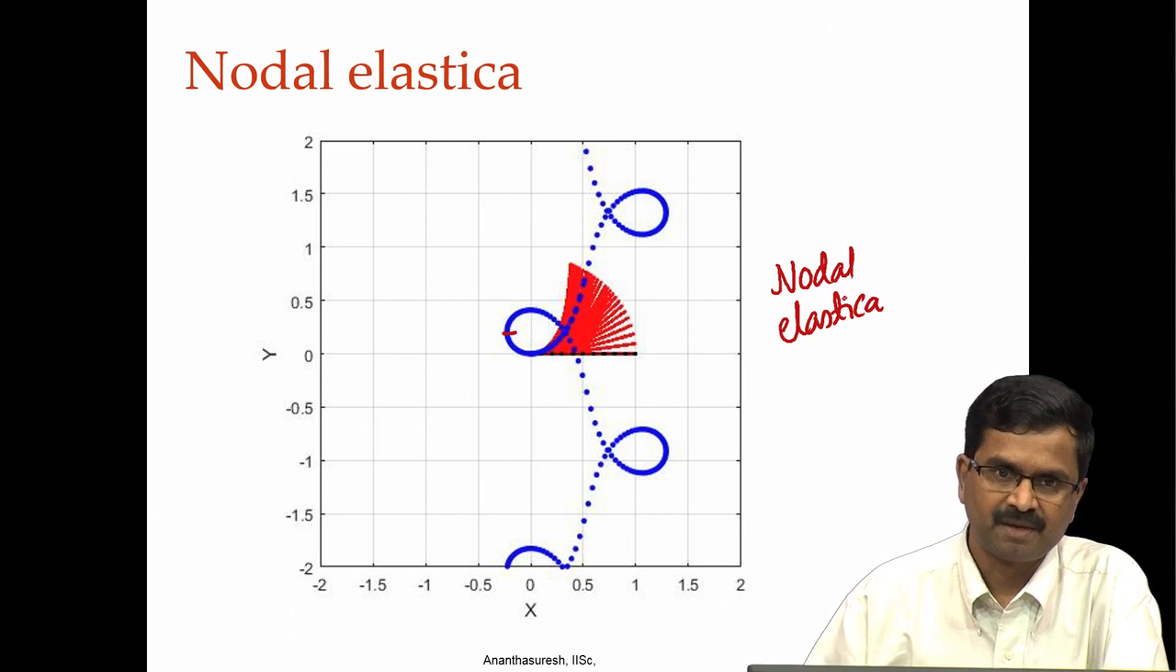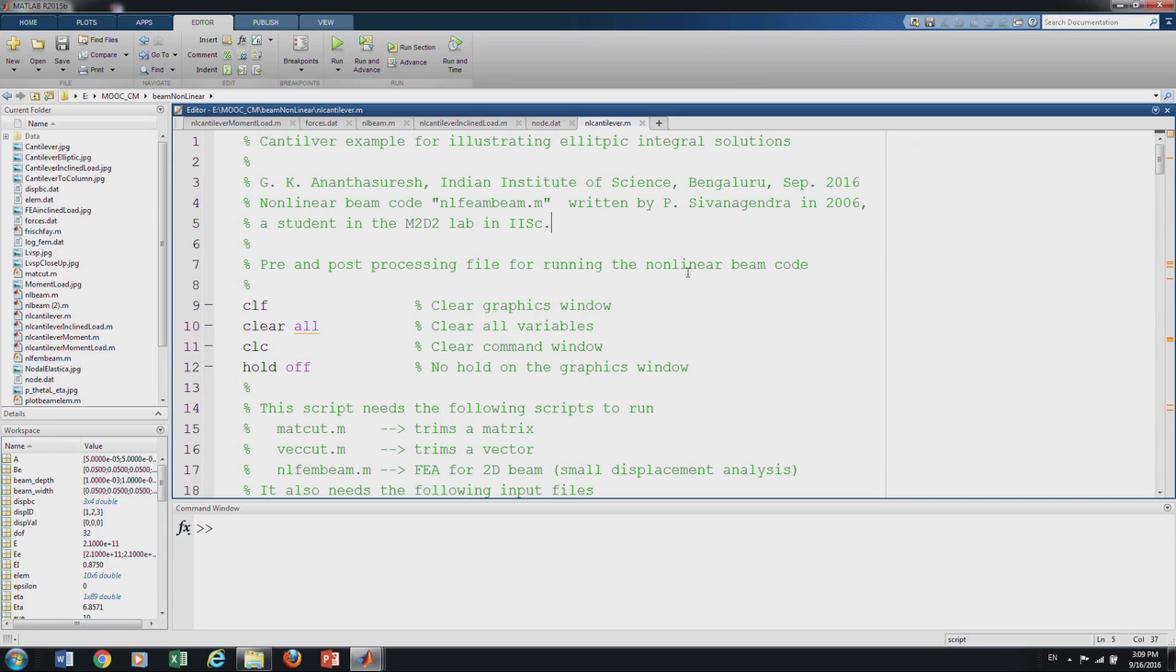Let us switch over to MATLAB now. Here is the code that illustrates elliptic integral solution for large displacement analysis of cantilever beam. It uses nonlinear finite element beam code written by my student P. Sivanagendra back in 2006. This particular script of MATLAB combines the code that he had written along with the elliptic integral solutions, so that we can compare what we get.